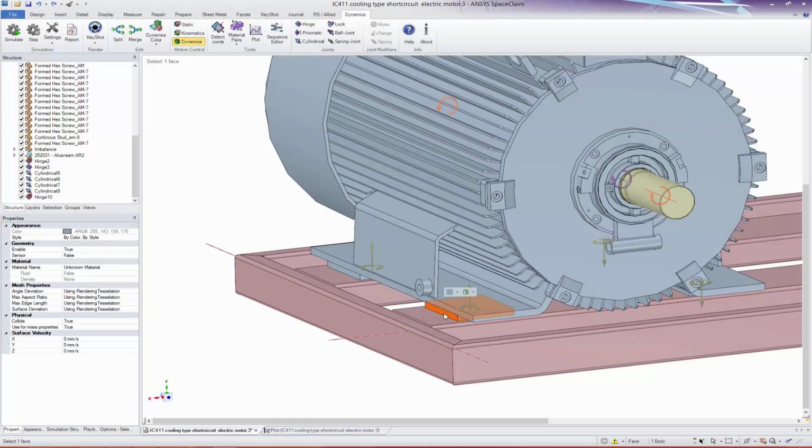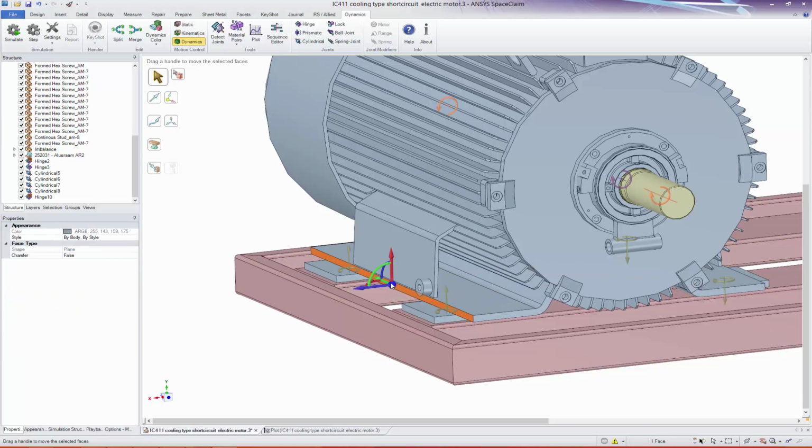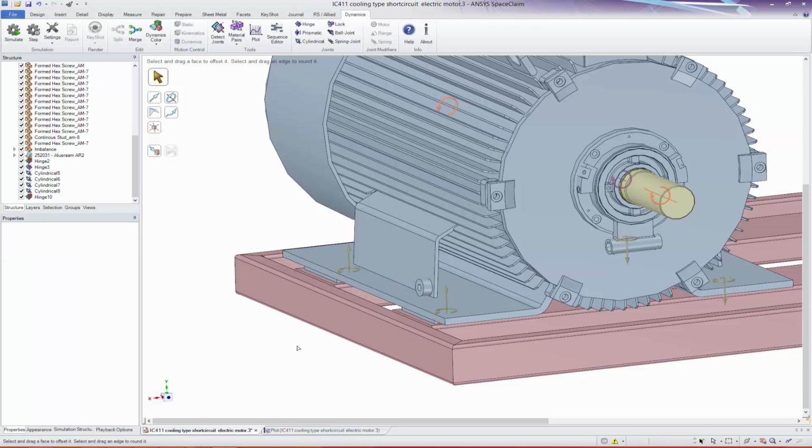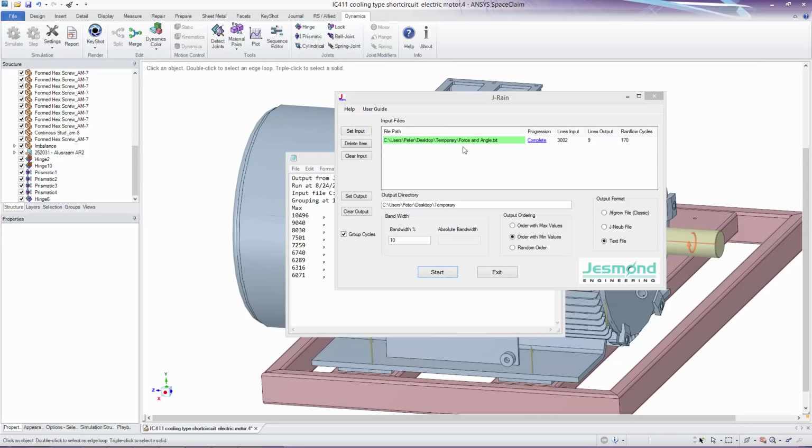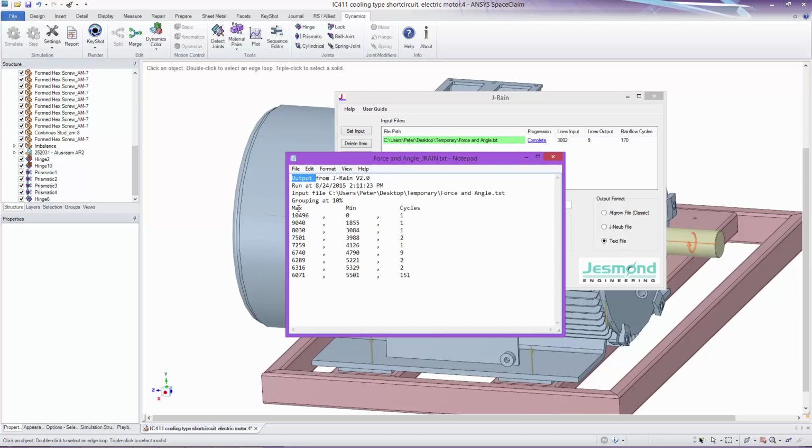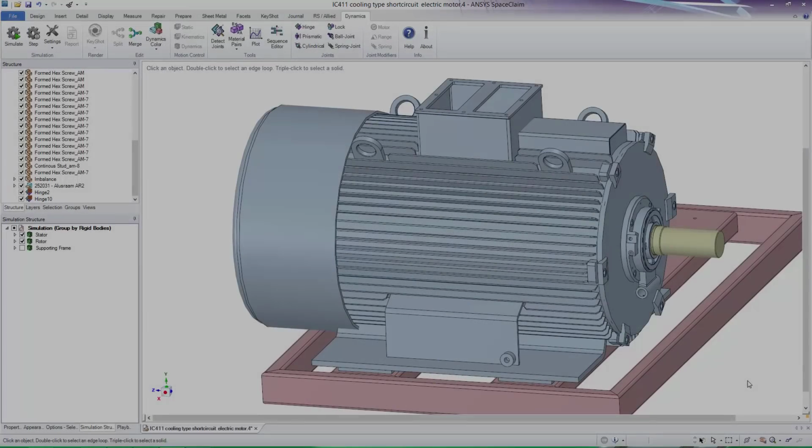We can also experiment with the geometrical design and quickly find ways to improve the system even further. With all this data available, you can now extend your engineering analysis by exporting the produced datasets to take full advantage of the FEA and rainflow counting tools of your choice.